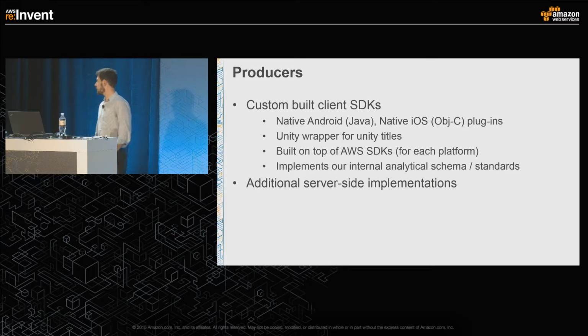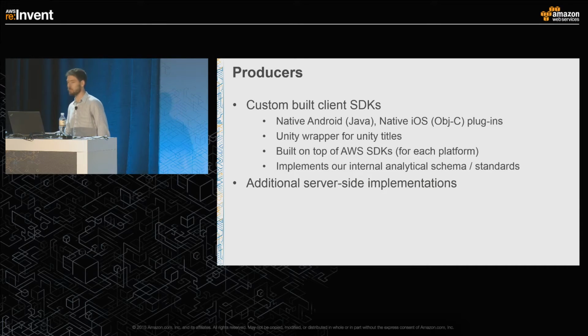All right, so our producers. Like I said, we had to build client SDKs. We built a native Android plugin in Java, and we built a native iOS plugin in Objective-C. And we built a Unity wrapper for our Unity titles. We built these on top of the AWS SDKs for their respective platforms. And these SDKs, these plugins, implement our own internal analytics schema. So we don't have to worry about a client team sending us records that don't conform to our schema. They have to conform to our schema.